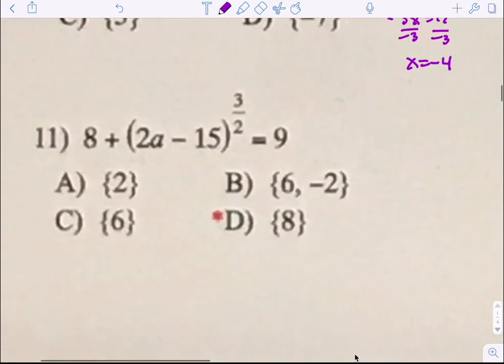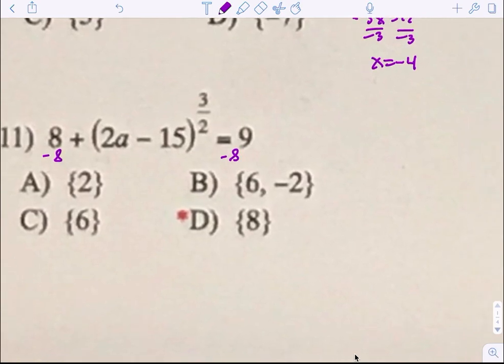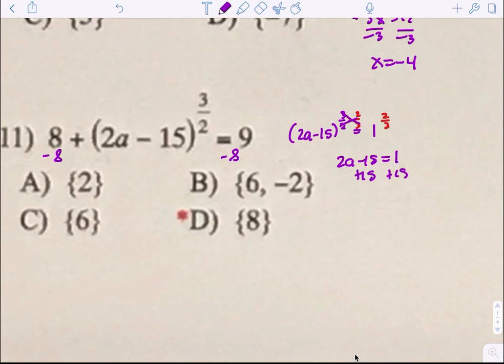Alright, here, subtract 8 from both sides, and we're going to get 2A minus 15 to the 3/2 is equal to 1. Raise both sides to the reciprocal of that power, so 2/3. This cancels, so we have 2A minus 15 is equal to 1. Add 15 to both sides, so we get 2A is equal to 16. Divide both sides by 2, A is equal to 8.